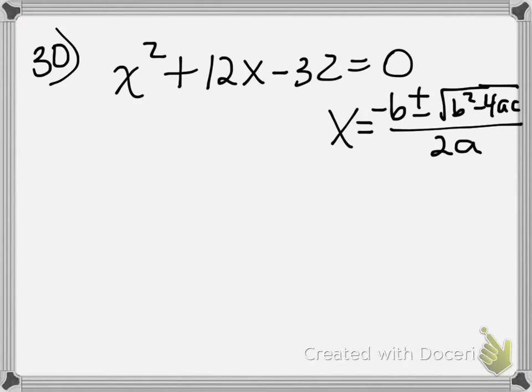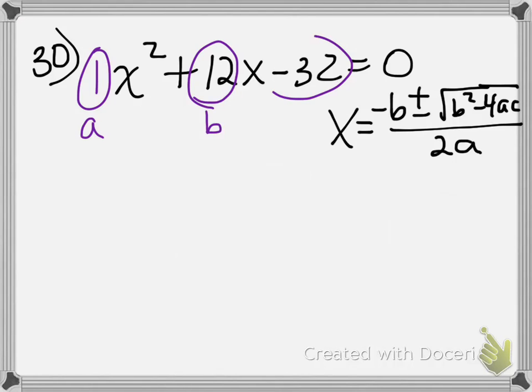So the first problem we start with then is number 30, and we're going to use the quadratic formula for this problem. We've been dealing with the quadratic formula this past week or so, if you've watched the 4.8 video, so this should be really fresh. Alright, so we have 1 for A, 12 for B, and negative 32 for C.